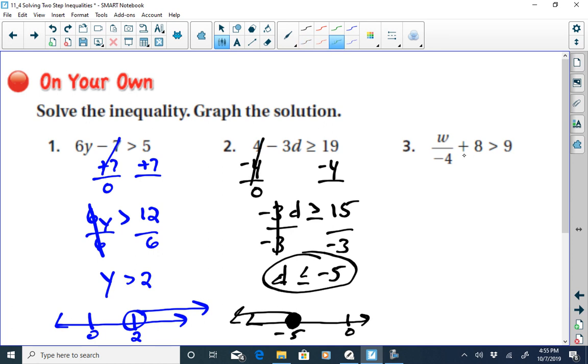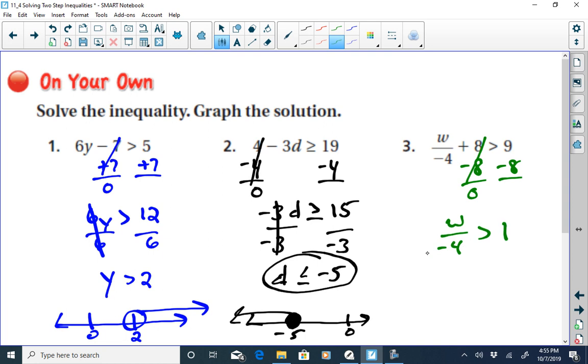Next example. I see the subtraction, or I'm sorry, I see the addition. So I'm going to subtract 8 from both sides of the inequality. On the left, that's going to be 0. We're left with W divided by negative 4. It's going to be greater than 9 take away 8, which is 1.